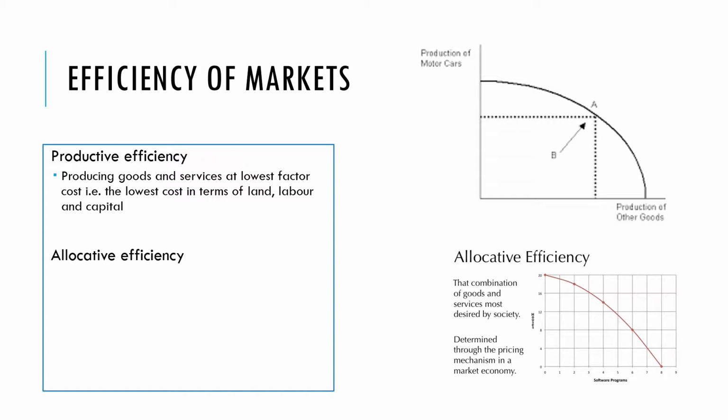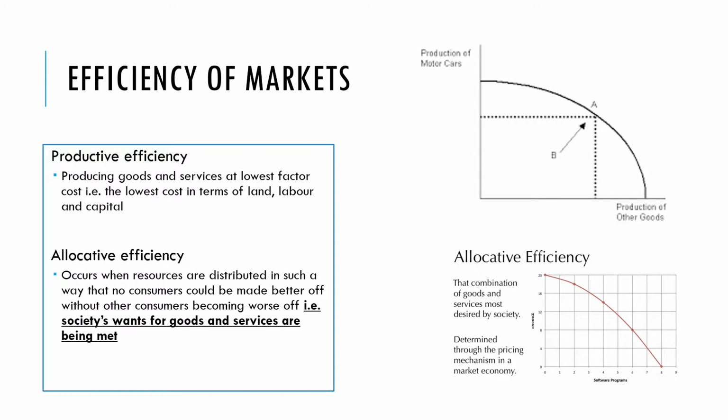Second type of efficiency is allocative efficiency. And we would say allocative efficiency is where resources are distributed in such a way that society really gets what it wants, i.e. no consumer could be better off without someone else becoming worse off. So society's wants for goods and services are being met. The choices that are being made about what to produce meet society's demands. If that's the outcome of the free market, then we would say it's allocatively efficient.